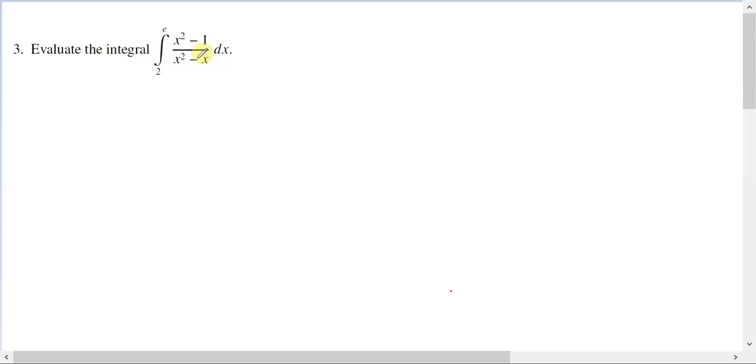Number 3, we've got this integral to evaluate, and when I look at this I see some things that will factor, so that would be my first idea, is try to factor. So this is going to be 2 to e. This factors as the difference of squares, x minus 1 times x plus 1.